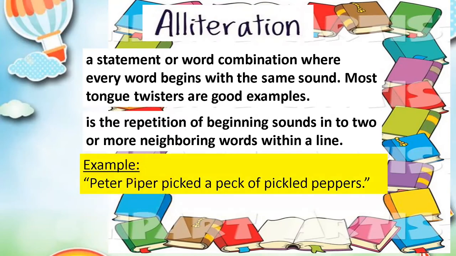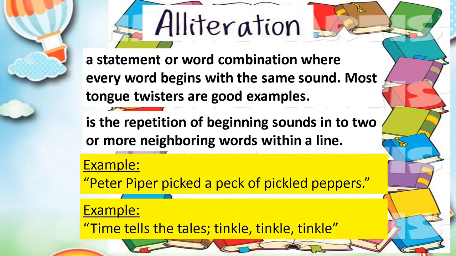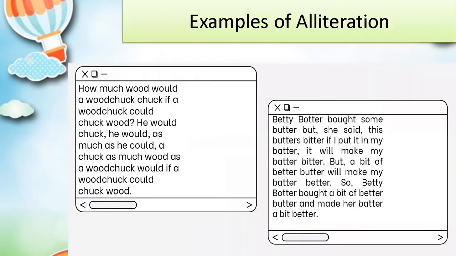Example: Peter Piper picked a peck of pickled peppers. Time tells the tales, tinkle, tinkle, tinkle. Another example of alliteration. How much wood would a woodchuck chuck if a woodchuck could chuck wood? He would chuck wood as much as he could. He'd chuck as much wood as a woodchuck would if a woodchuck could chuck wood.